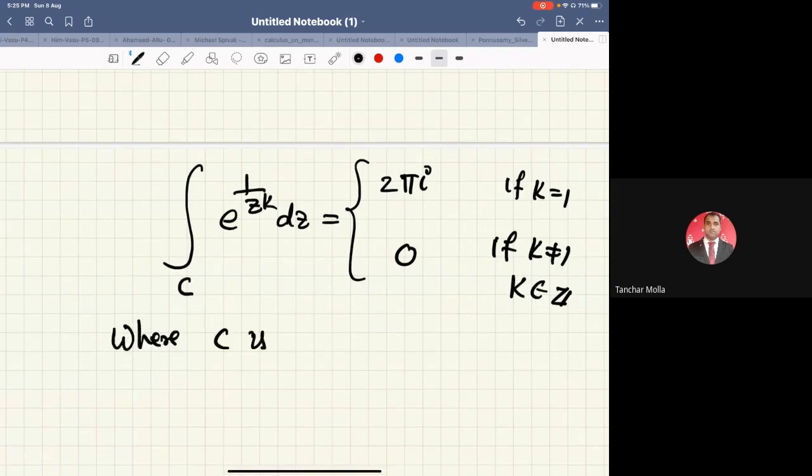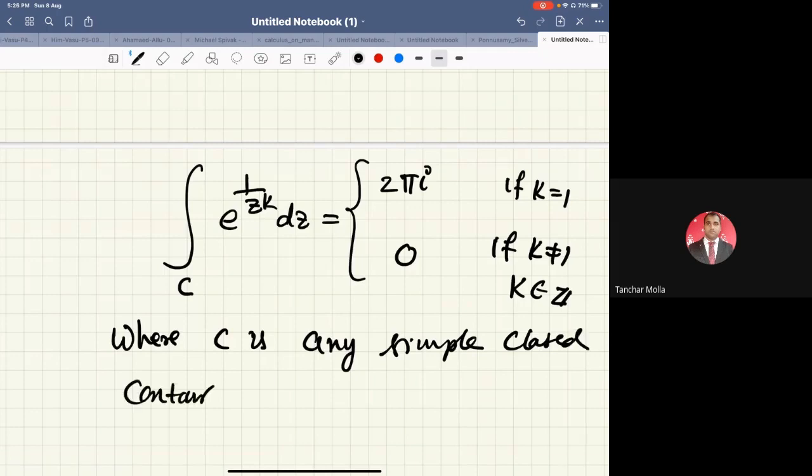Where C is a simple closed contour enclosing the origin, which encloses z equals 0.